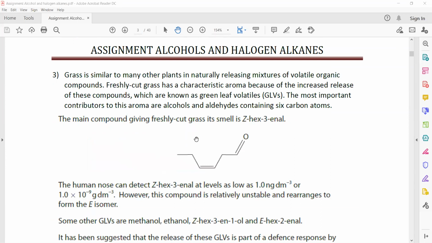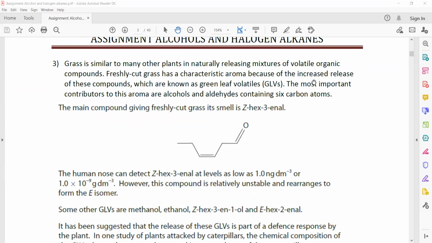Then, grass is similar to many other plants, naturally releasing a mixture of volatile organic compounds. Freshly cut grass has a characteristic aroma because of increased release of these compounds, which are known as green leaf volatiles. The most important contributors to this aroma are alcohols and aldehydes containing 6 carbon atoms. The main compound giving freshly cut grass its smell is Z-hex-3-enol.